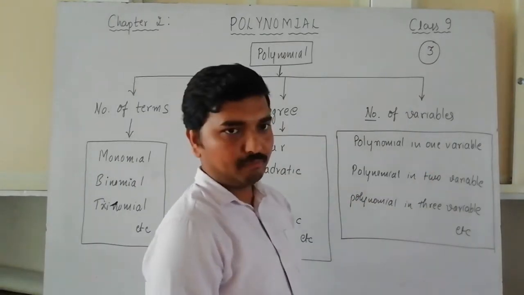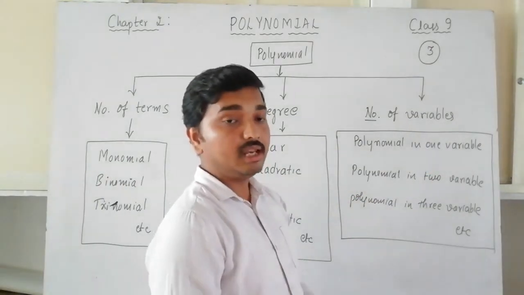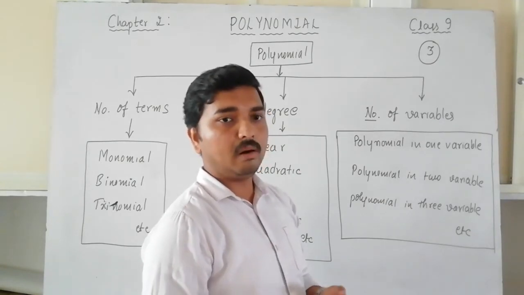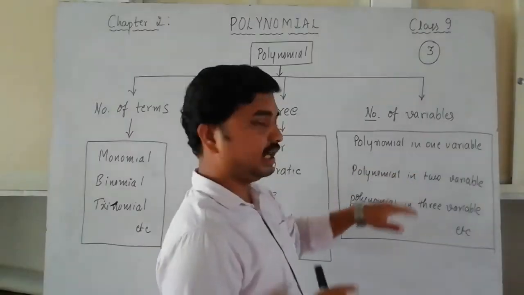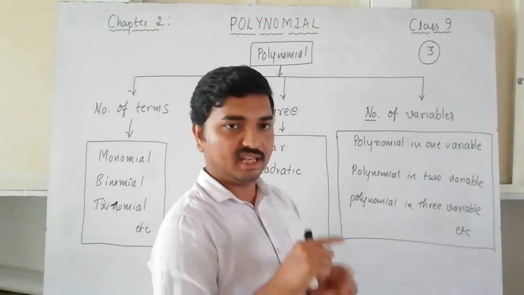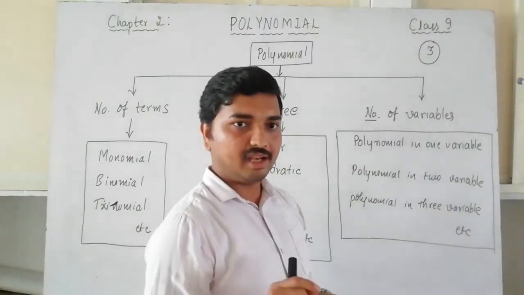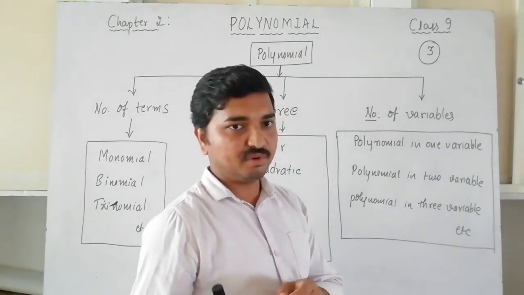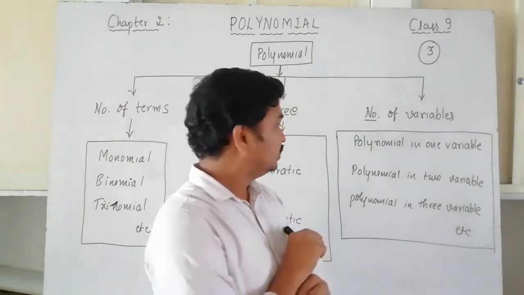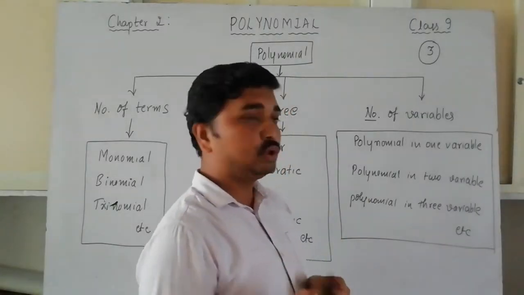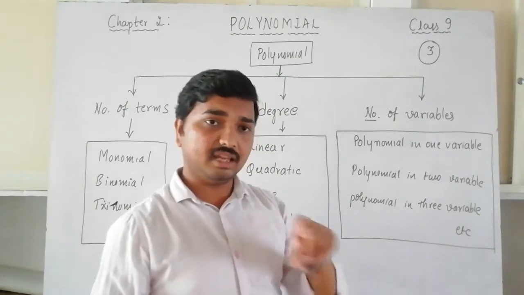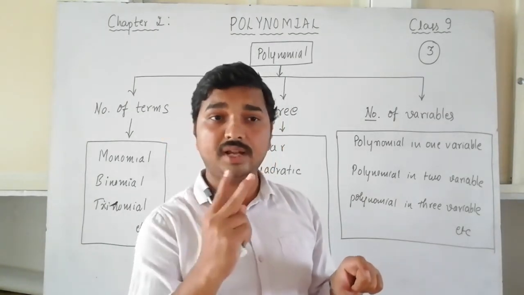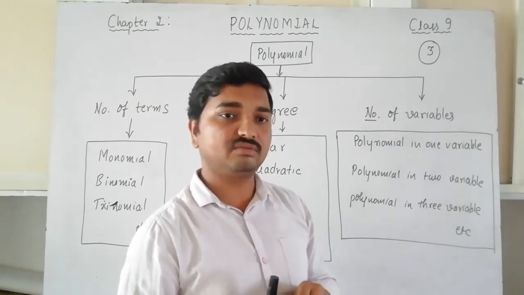Polynomial in one variable means, okay, the examples you have seen till now are all examples of polynomial in one variable. Means in a single polynomial, you can identify only one variable, but it may contain different exponents in different terms. The second one is polynomial in two variables. Means in a single polynomial, you can identify two different variables.